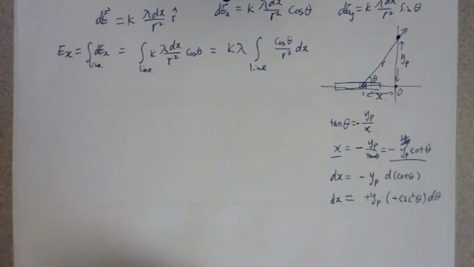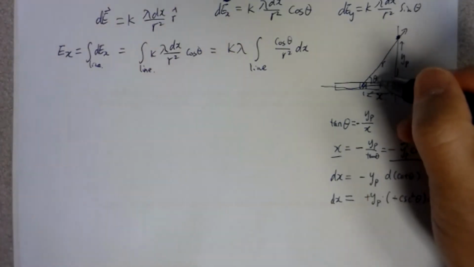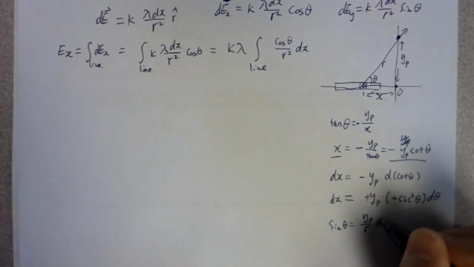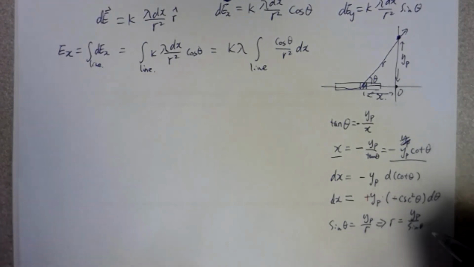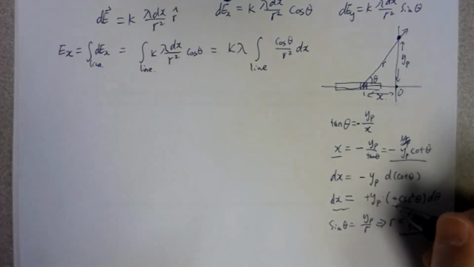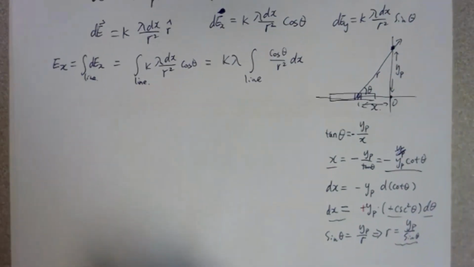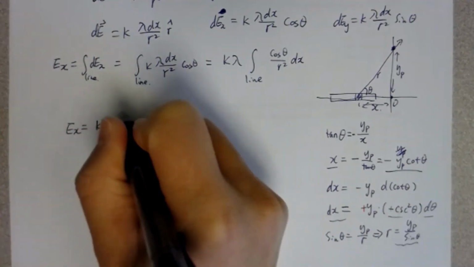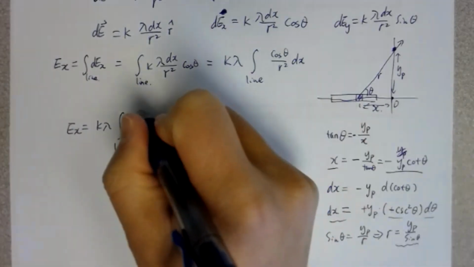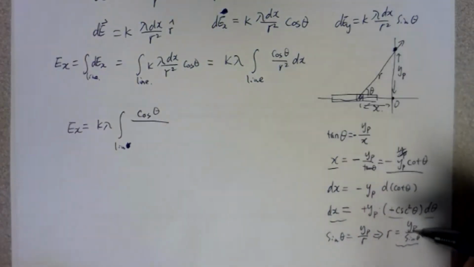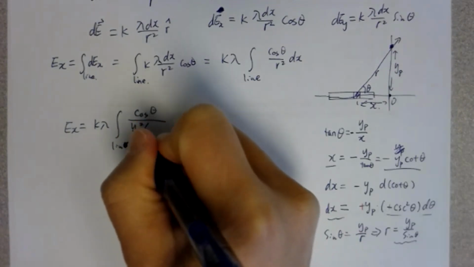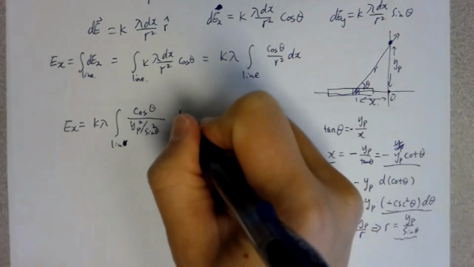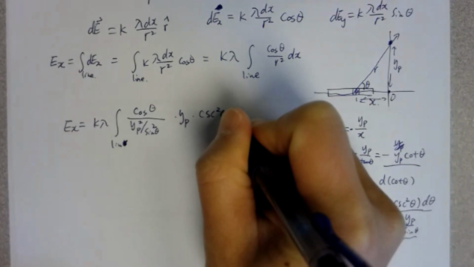All right. Now r is also a function of theta. If you relate r to theta, sine of theta is equal to yp over r. Okay, so then r is equal to yp over sine of theta. So let's take these two into the integration first, and then we'll see if we need to worry about cosine theta after that. Okay, so E_x is equal to k lambda integrated along the line, cosine theta over r squared, r is this, so yp squared over sine theta squared. And dx is this guy, so that is times yp times cosecant squared of theta d theta.